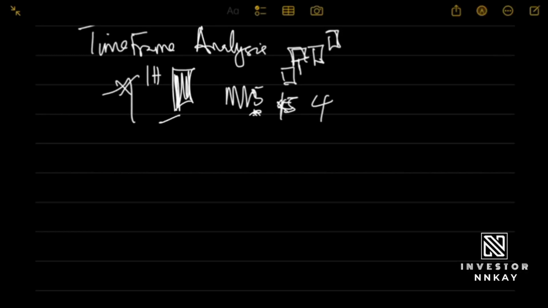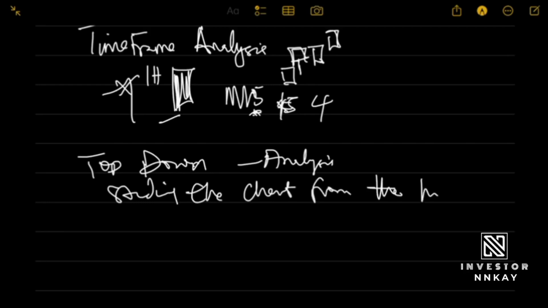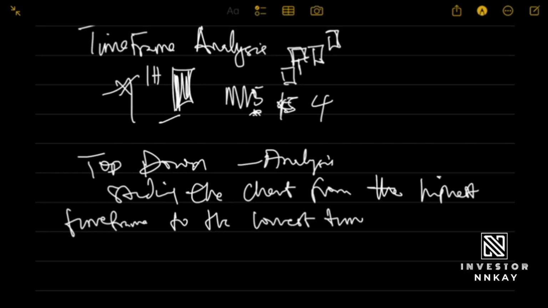So when you're doing time frame analysis, you're studying the chart in a top-down way. That is where some people talk about top-down analysis, right? So you're studying the chart from the highest time frame to the lowest time frame. That's why it's called a top-down way.